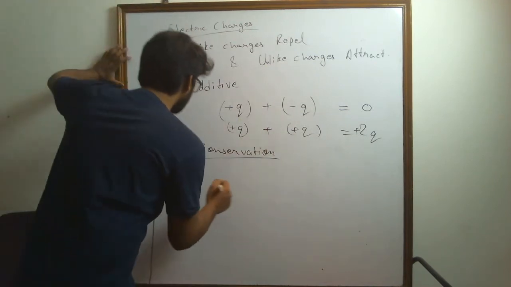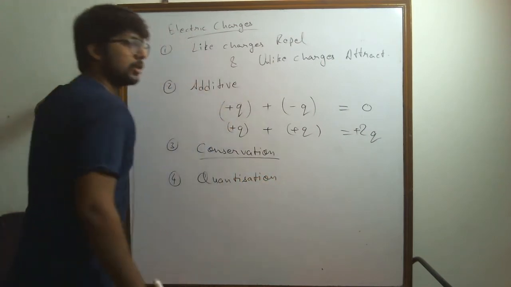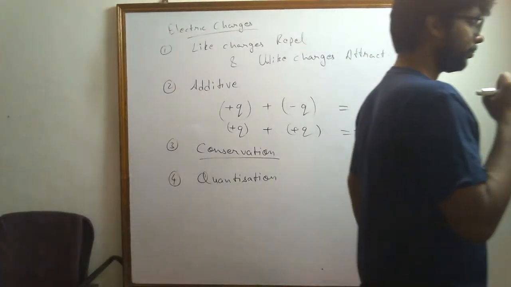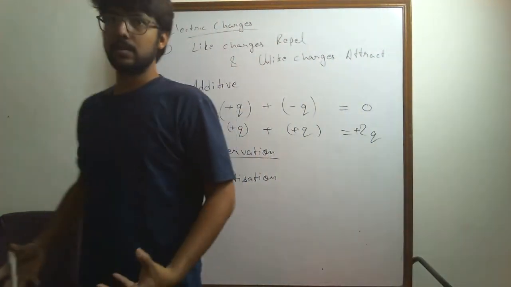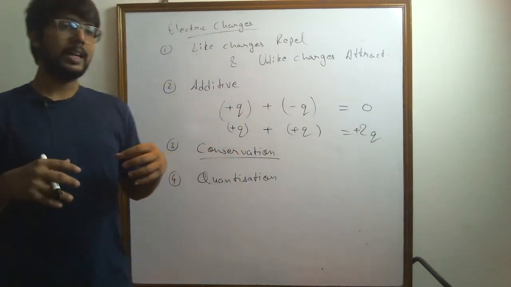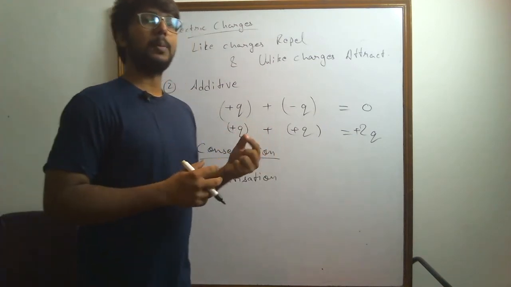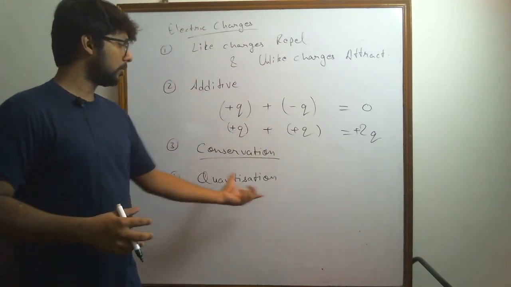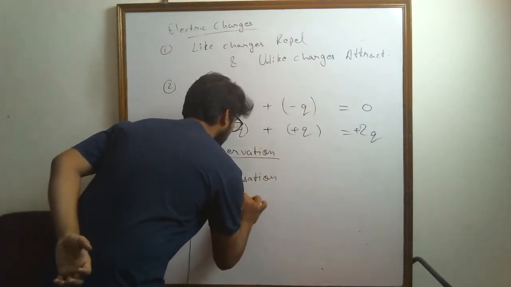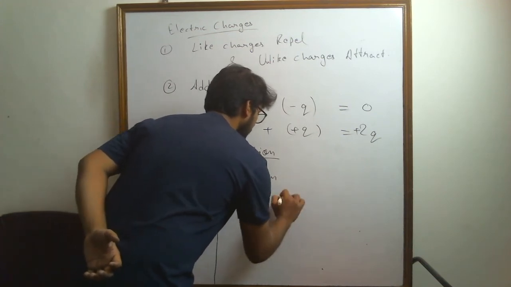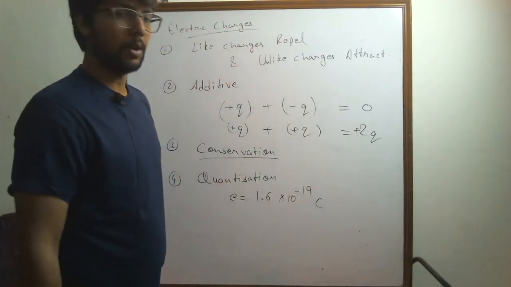Next is quantization. Quantization is very simply the effect that all of the charge around us, however big, however small, is made up of this fundamental particle. Just like how everything around us is made up of atoms, the charge around us is made up of this fundamental charge called E, and E is essentially 1.6 into 10 to the power minus 19 coulomb, and we'll come to what this is later on, right?